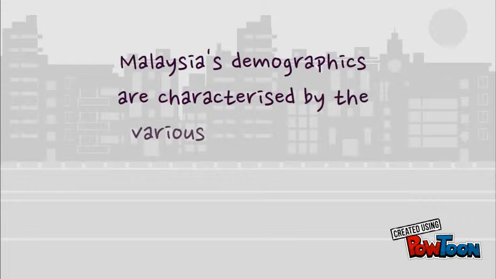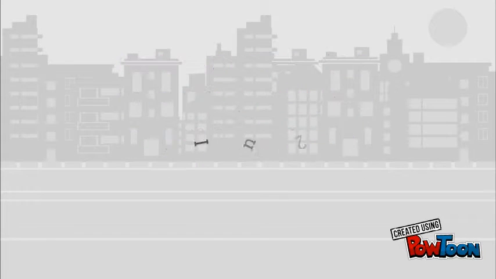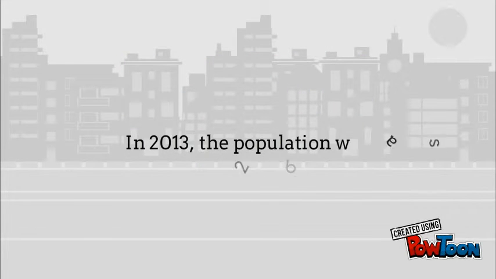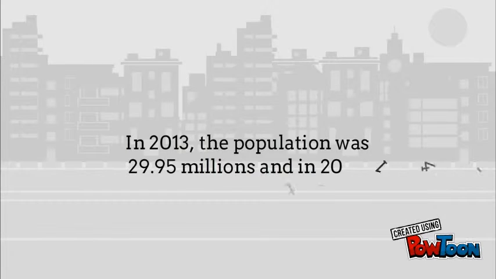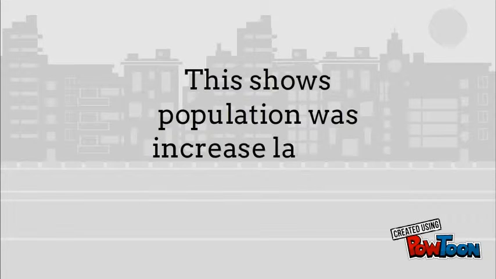Malaysia's demographics are characterized by the various ethnic groups that exist in this country. In 2013, the population was 29.95 million, and in 2014, the population was 30.4 million. This showed that the population increased largely.